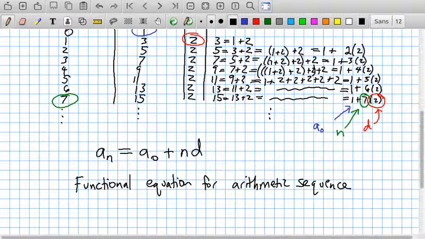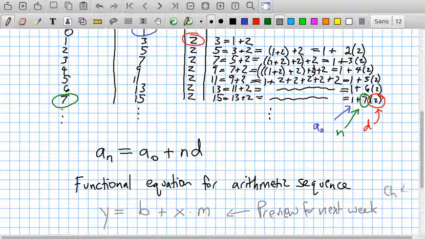Here's a preview for next week. If you've seen the equation of a line before, as I imagine you may have, this is reminiscent of y equals b plus x times m, and I've written it out exactly how they line up. So this is a preview for next week. It's chapter 4.